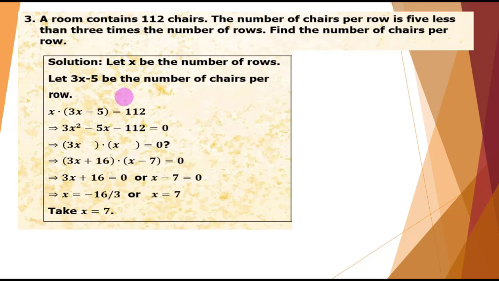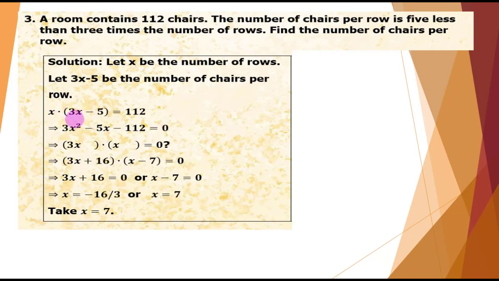And how do we get this mathematical statement? x times quantity 3x minus 5 equals 112. We know for a fact that if given x rows, and per row we have 3x minus 5, then the product of that will give us the 112 chairs. So that is our mathematical statement.